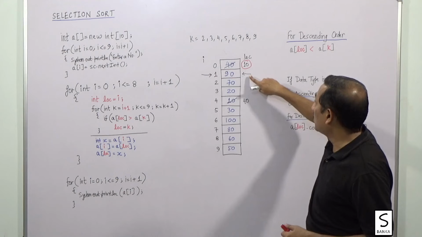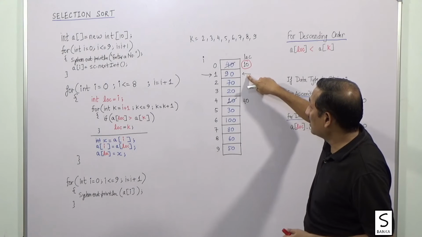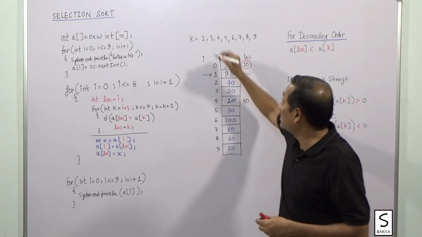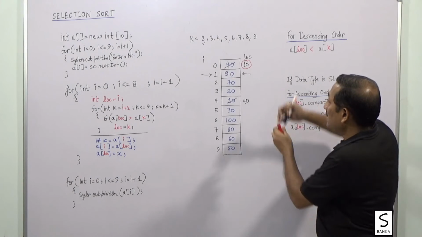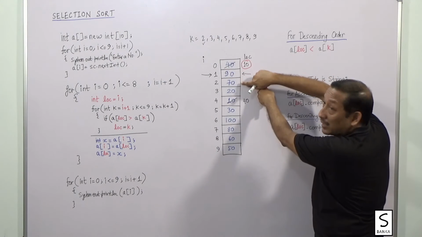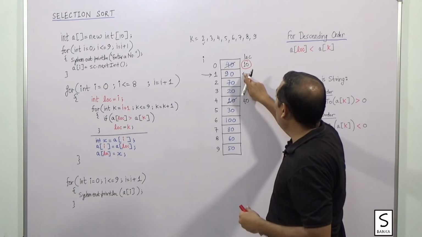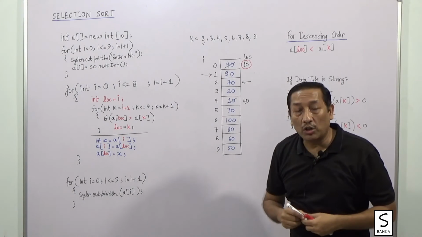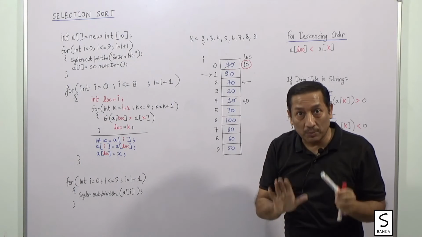ALOC, which is right now A1, is A1 greater than AK? K is now 2. First time k will be 2. So is A1 greater than A2? We find yes, it is, because 90 is greater than 70. Hence the value of LOC will change to 2, because LOC is always going to point to the number which is smaller.